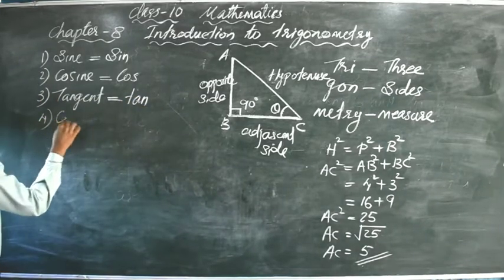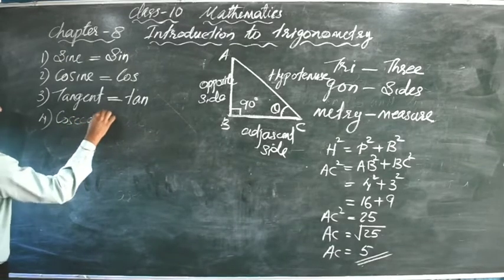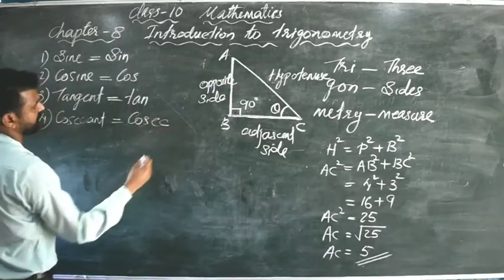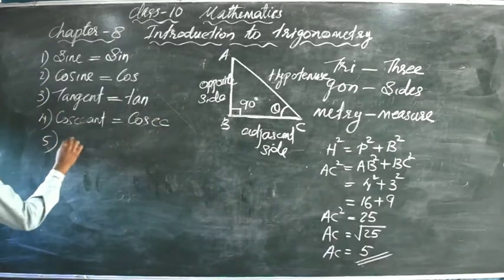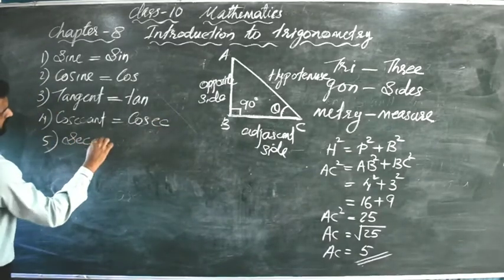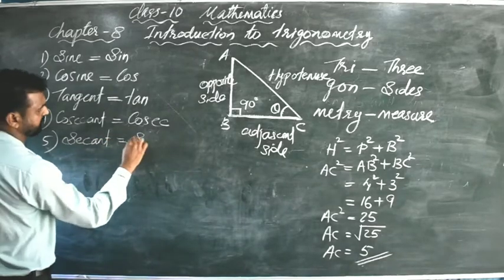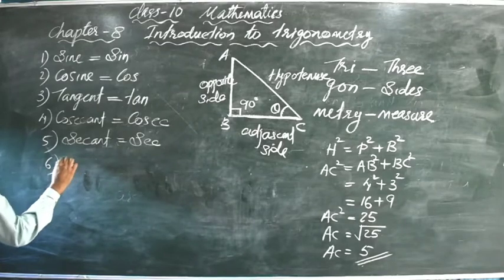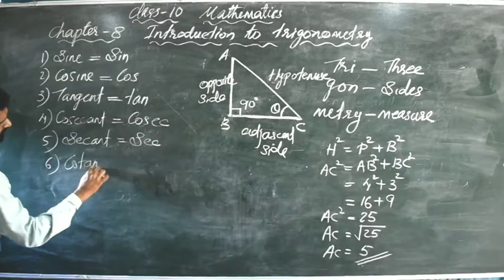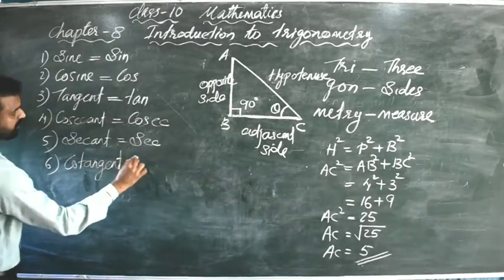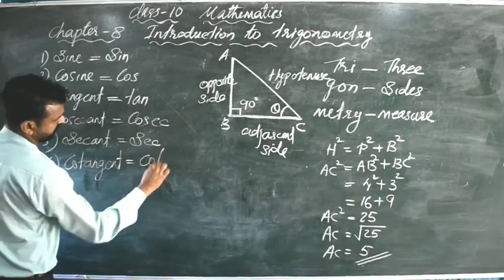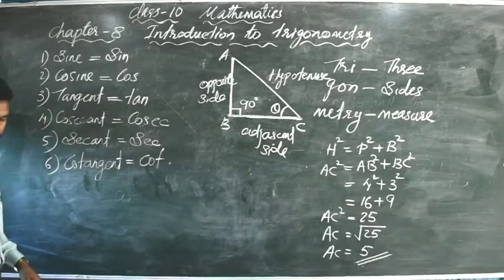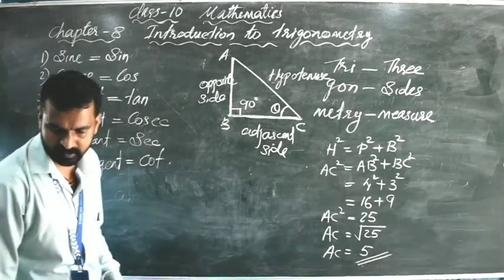Fourth one is cosecant, and its short form is cosec. Fifth one is secant, and its short form is sec. Sixth one is cotangent, and its short form is cot. So these are the 6 trigonometric ratios. How can we define it? I will tell you that now.